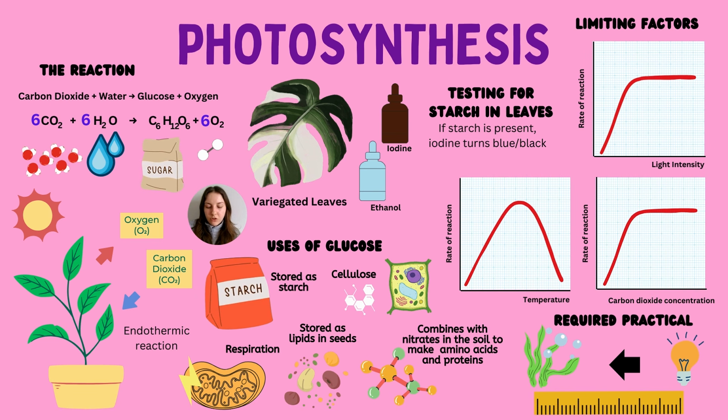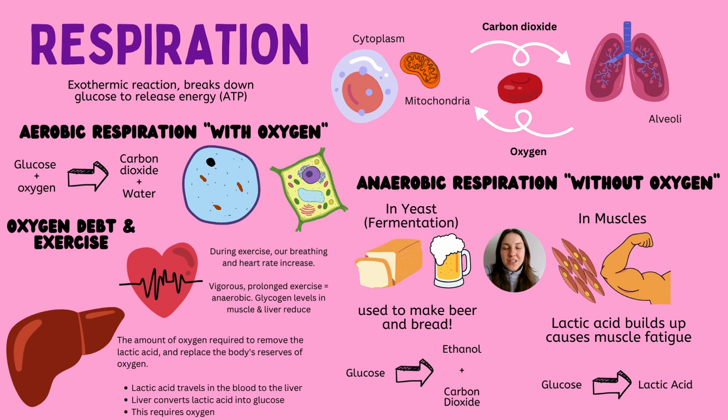The last part of this topic you need to be aware of is respiration, another cellular process that happens in all living cells, including plants. Remember, photosynthesis only happens in plants, but respiration occurs in all living tissues. It's an exothermic reaction which breaks down glucose to release energy, or ATP. There are a few different types of respiration, so let's talk about it.